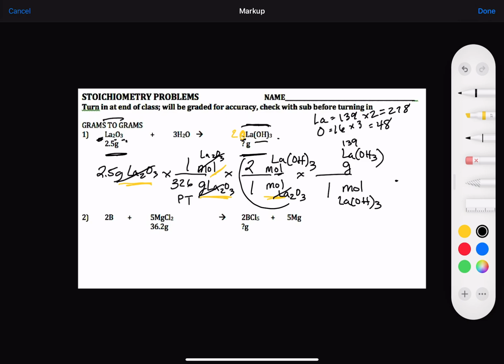Whoops, I wrote this wrong. Get rid of that. The 3 is outside of the parentheses. Whoops, went too fast. So this time this 3 distributes. So there's 3 oxygens and 3 hydrogens.